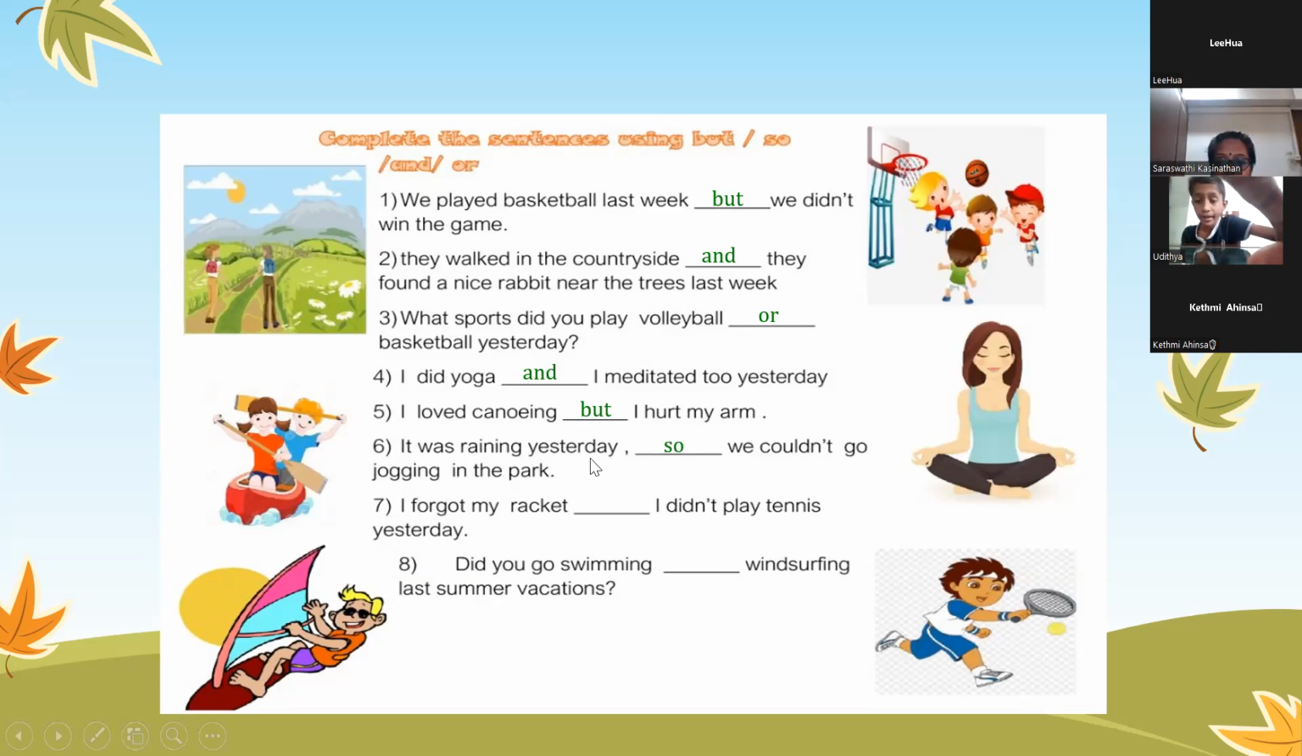It was raining yesterday, so we couldn't go jogging in the park, right? Very well done. Okay, number 7. I forgot my racket, but I didn't play tennis yesterday. Okay. So be very careful with so and but. Okay. So be careful because so tells us the reason. All right. But gives us the result. Am I right? Let's check again.